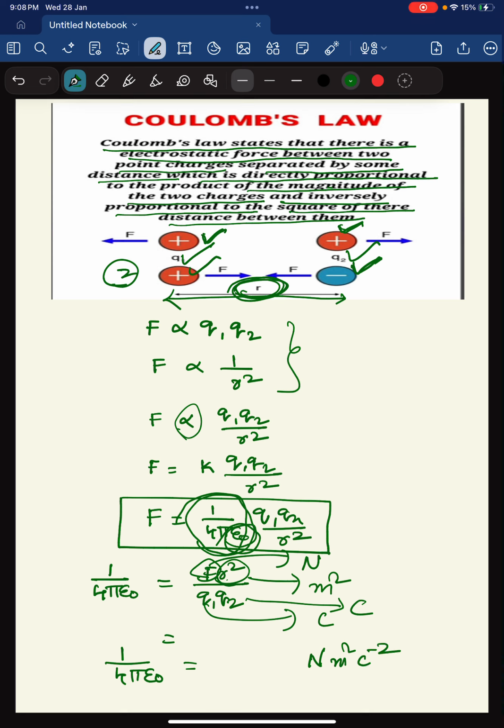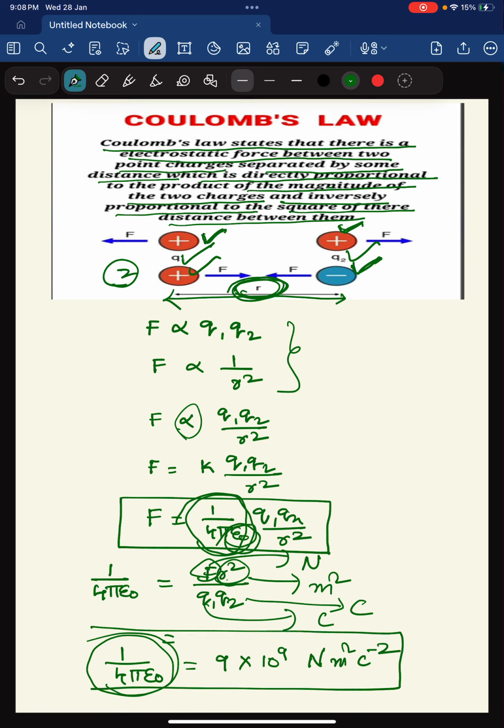I told you already, this 1 by 4 pi epsilon naught has a specific value. The value is 9 into 10 power 9 Newton meter square Coulomb power minus 2. So this is the value for 1 by 4 pi epsilon naught. And I also told you already, epsilon naught also has a specific value. So I'm going to shift the page.